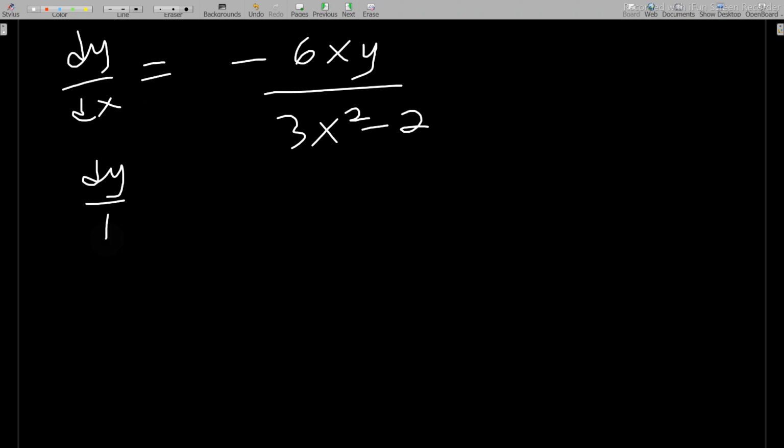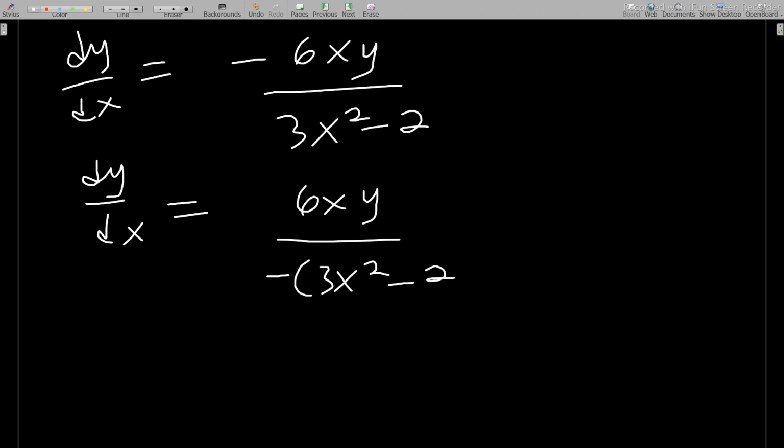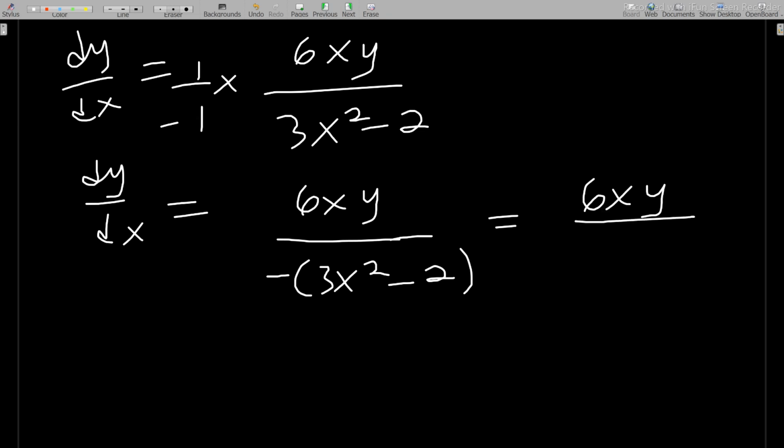This is the same as saying dy/dx is equal to 6xy, with the negative affecting this. I'm explaining this because the negative of that is the same as multiplying by 1 over negative 1. It's the same thing, so I'll have 6xy over 2 − 3x².